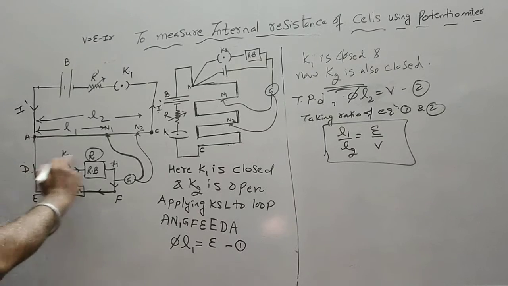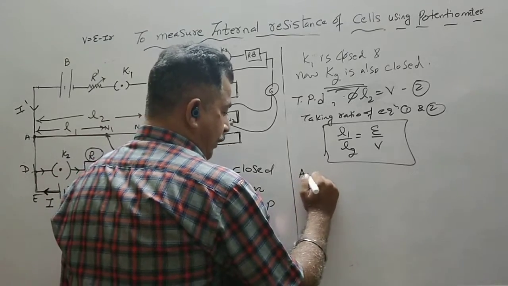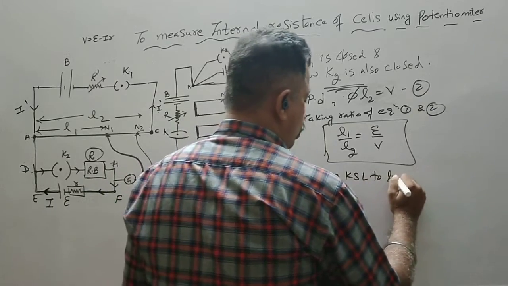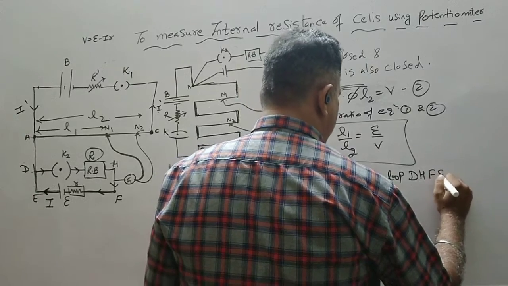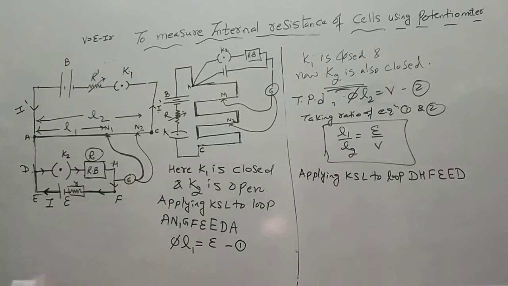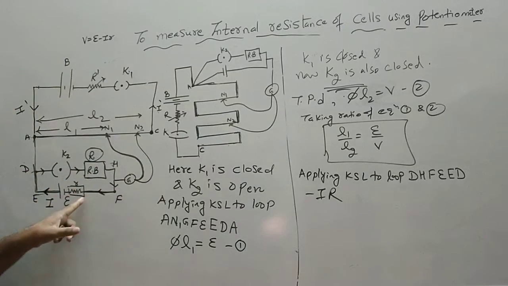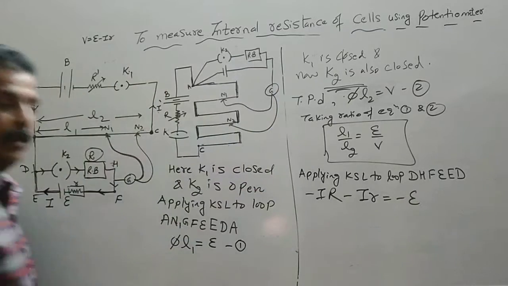Now I apply the Kirchhoff law. Applying Kirchhoff's second law to the loop D, H, F, battery E and B, this is the situation and the current I is flowing. So I am moving in the direction of current, so this will be equal to minus IR, then minus Ir, and I get a negative terminal.